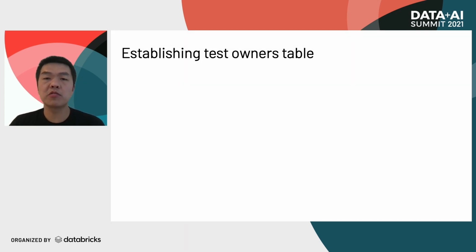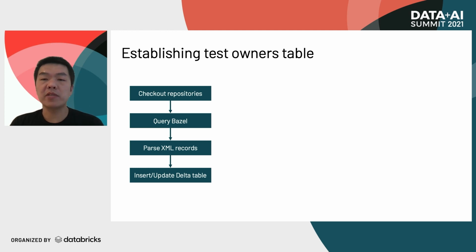This diagram shows the current process of populating the test owner Delta table. Once the data pipeline starts, it first checks out needed repositories, then it will issue Bazel queries to get XML output of build targets. With those build target definitions, we'll parse the XML records and convert them to a Spark data frame. Finally, we write the data to the data table. If there is any existing record, we'll use the record from the latest development branch to update them. If there's no existing record, we simply insert the new records.